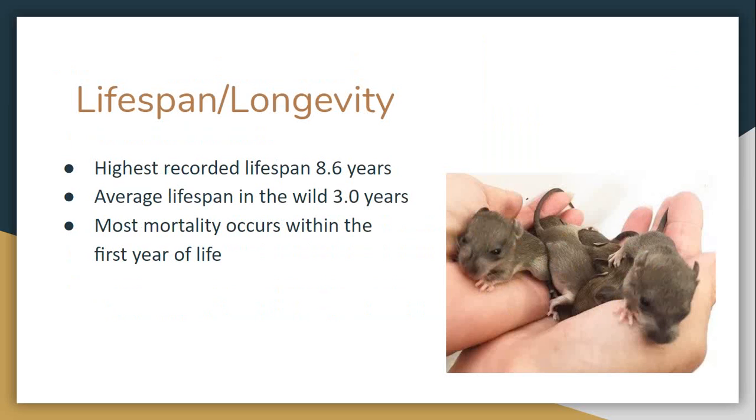The lifespan and longevity: the highest recorded lifespan of an eastern wood rat is 8.6 years, but the average lifespan in the wild is around 3 years. And most of the mortality that occurs with eastern wood rats occurs within the first year of life, so when they're really small and young.